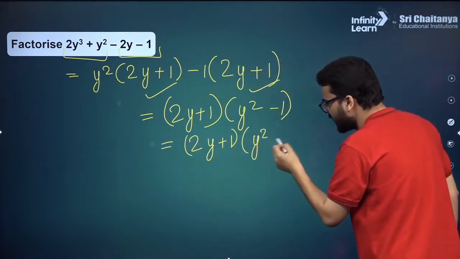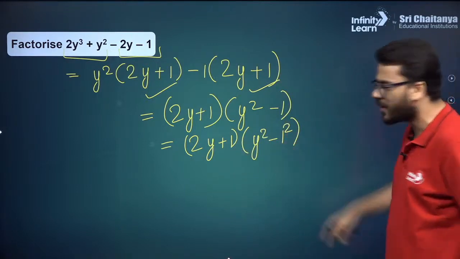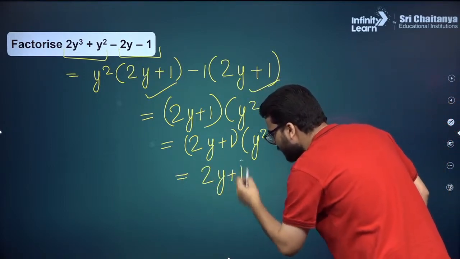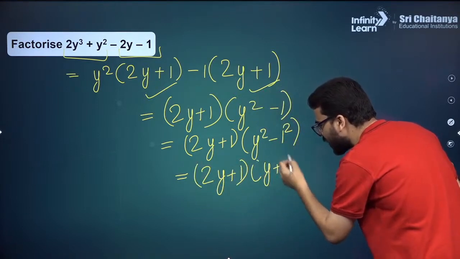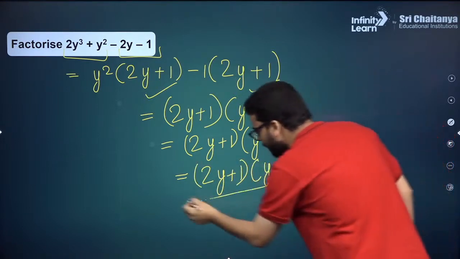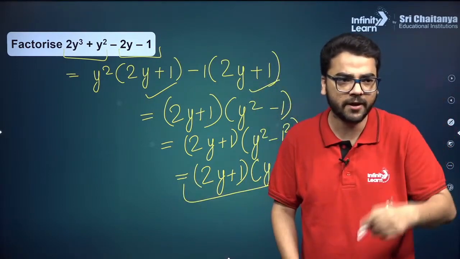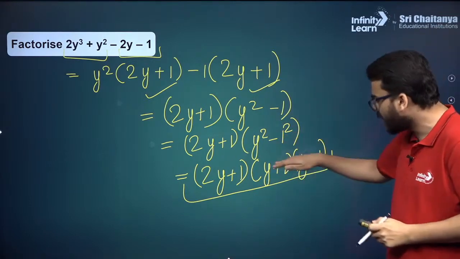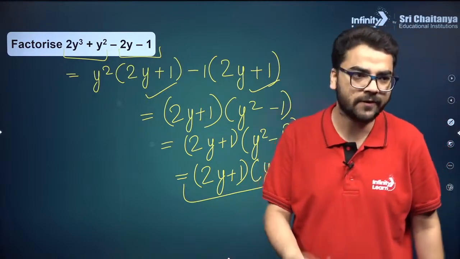Y square minus 1 can be written like this. So can I not further factorize it using the a square minus b square formula? So this I can write as 2y plus 1, and I can use the a square minus b square formula, that is a plus b, a minus b. So y plus 1, y minus 1. So this is the required factorized form of this cubic polynomial. Exactly, but it will be further factorized, Ajit. Y square minus 1, don't leave it like that, because it can be further broken down into a plus b, a minus b, that is y plus 1, y minus 1.